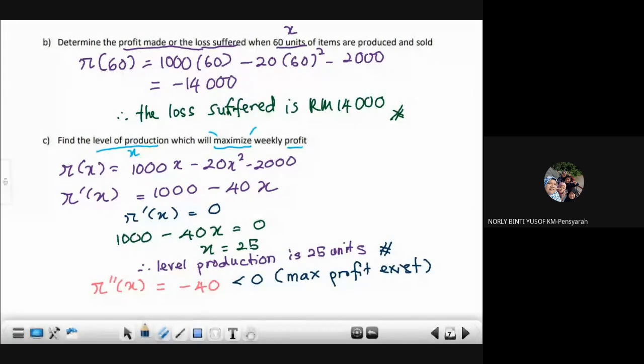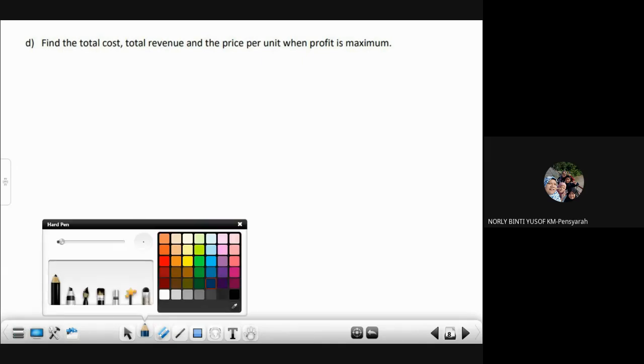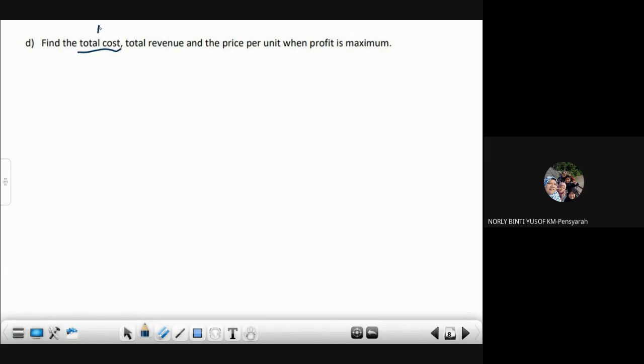Okay. So that is your question for C. Lepas tu pergi pada D. Find the total cost. Ada banyak jugalah soalan kat soalan ni. First total cost, total revenue, that means cost function, revenue function, price per unit. Price per unit tu apa? Formula apa? Price is PX kan? Ni tahulah CX. Ni tahulah RX. Price is P lah, demand function kan? PX function. So ini nombor 3.